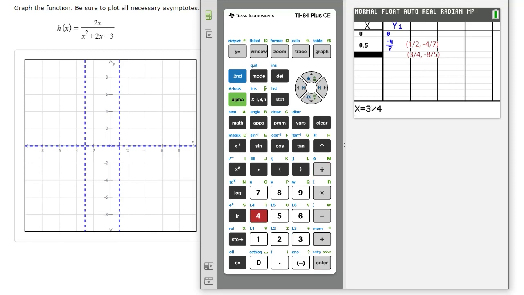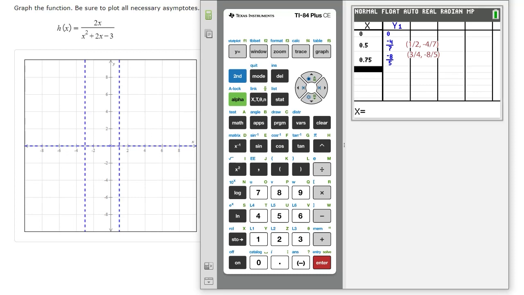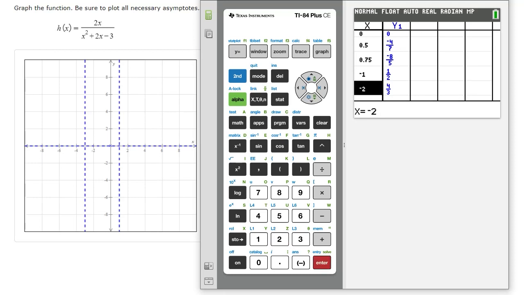So that's an exact amount, not an approximation. And then the y value is -8/5. So I'm getting points to the right of (0, 0). Now I'm going to get -1 and -2. So these are just the points in the center.